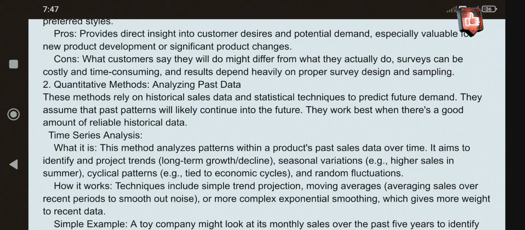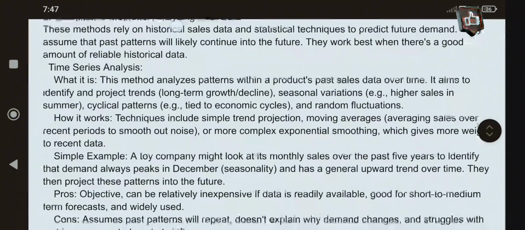2. Quantitative methods, analyzing past data. These methods rely on historical sales data and statistical techniques to predict future demand. They assume that past patterns will likely continue into the future. They work best when there's a good amount of reliable historical data.